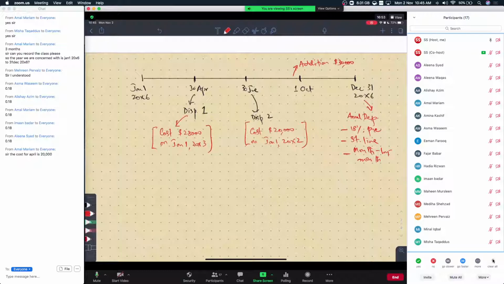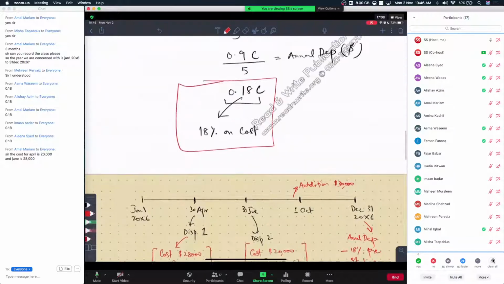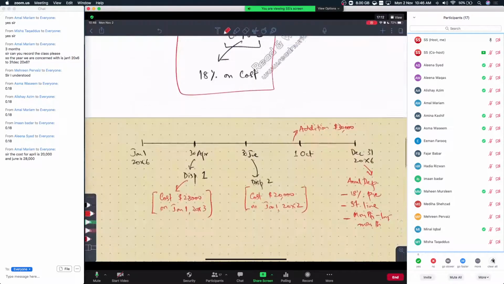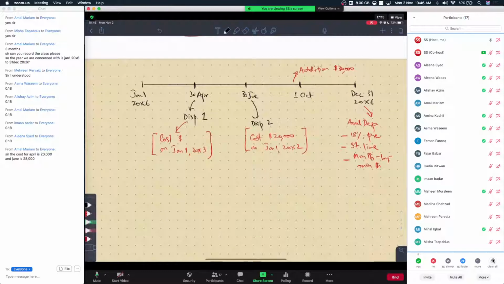So if you have any issues with this timeline, then red cross please. If you understand all of this, the cost for the April was 20,000 and for June is 28,000. Sorry, let me just reconfirm. Oh yes, sorry, I messed up. Yes, thank you, Amal. So 28,000, this was 20,000, and this one was 28,000. Okay, thank you, Amal.